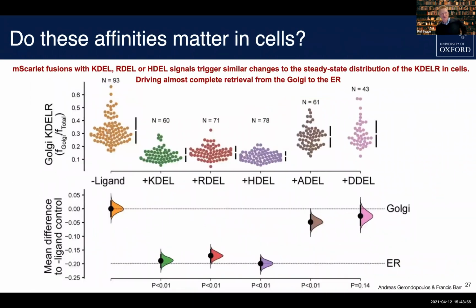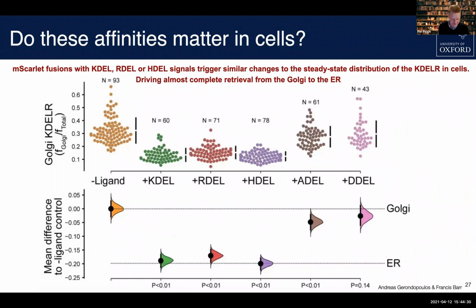And you could ask yourself, well, does it actually matter in the cells itself? Do they actually care, right? So this is an experiment done by, a lot of experiments, I should say, done by Andreas, who's in Francis Barr's laboratory, also in the department. So this is a giant collaboration between three big groups in biochemistry. Anyway, what these guys did was that they generated N-scarlet fusions with these different signals, and then looked at the steady state distribution of KDEL receptors in cells, okay?